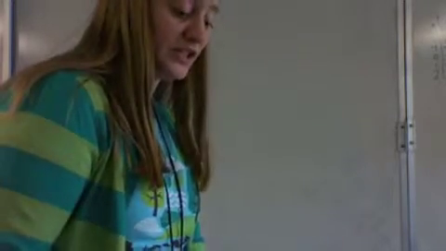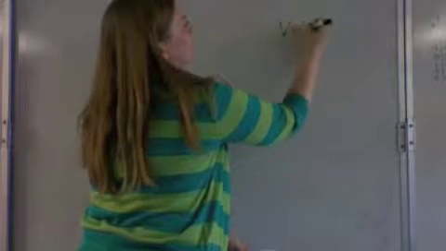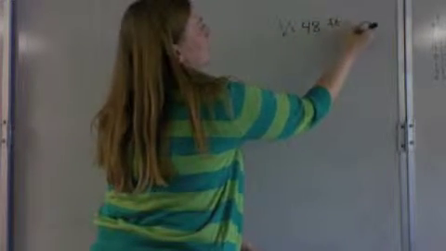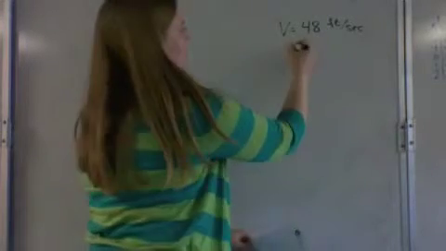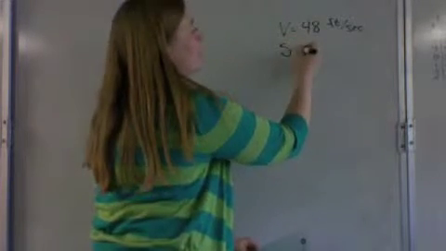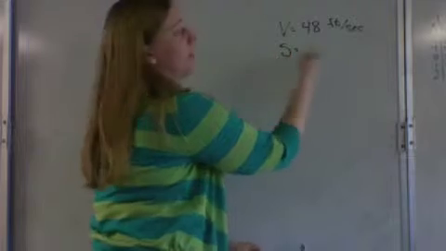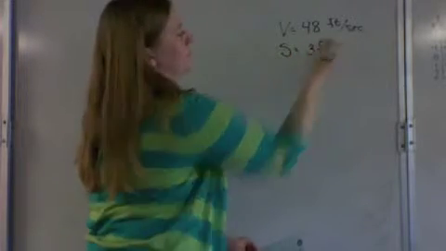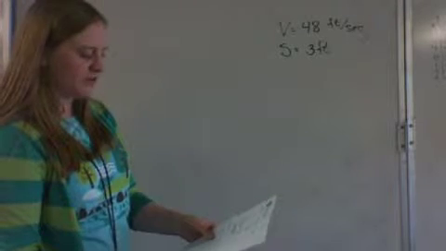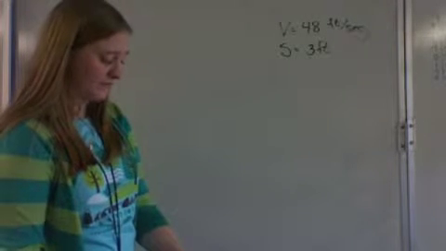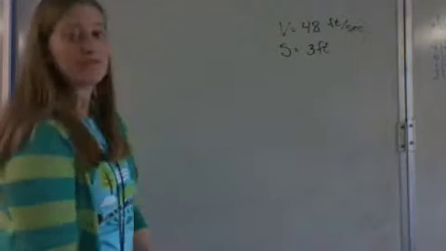A baseball player hits a baseball into the air with an initial vertical velocity of 48 feet per second. So the initial vertical velocity is 48 feet per second, from a height of 3 feet. From a height means that's the starting height of 3 feet. Write an equation that gives the baseball's height as a function of time in seconds after it is hit.